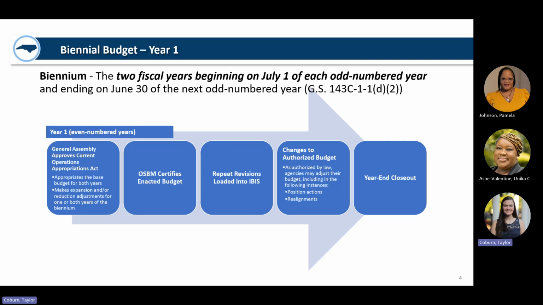Next, repeat revisions, which are recurring revisions approved in the previous year but not included in the base budget, are pulled through to the current year budget in IBIS and NCFS. Following that, agencies may begin adjusting their budget as authorized by law.